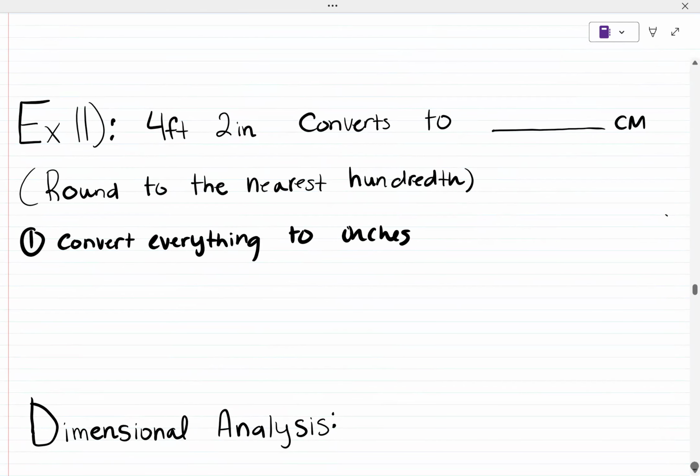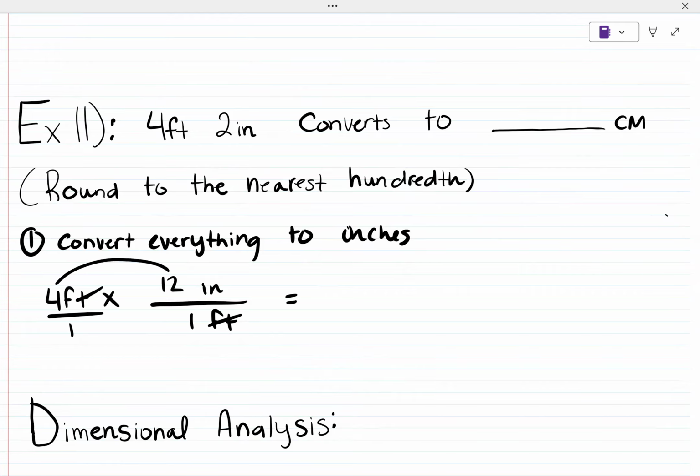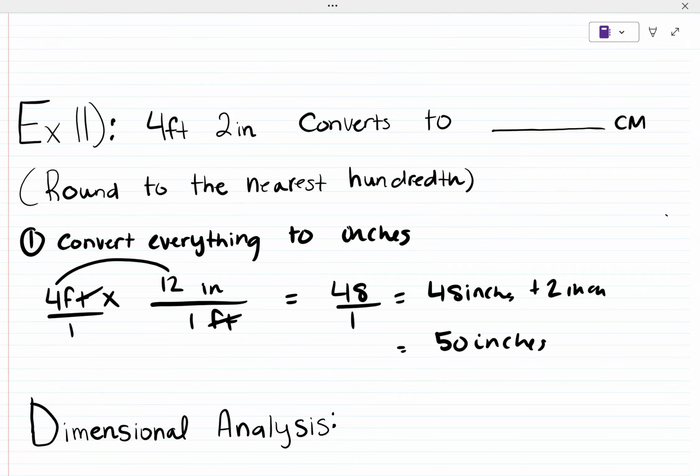Let's convert that feet into inches. So 4 feet times a fraction, feet on the bottom, inches on the top, with an invisible one under the 4 if you want. We know that for 1 foot, there are 12 inches. The feet disappears and then multiply across. So 12 times 4 is 48 over 1. So that's 48 inches. But we also have that additional 2 inches. So what's 48 plus 2 inches? It's 50 inches. Okay, so in total, 4 feet and 2 inches is the same thing as 50 inches.